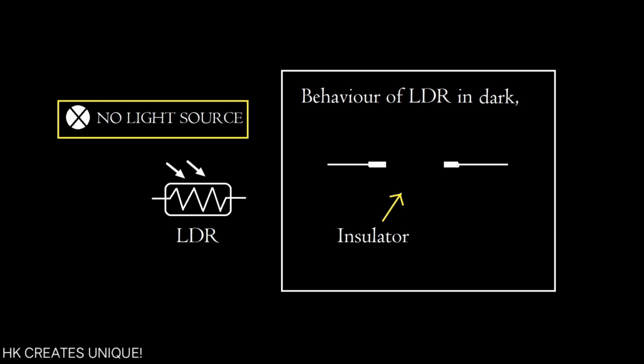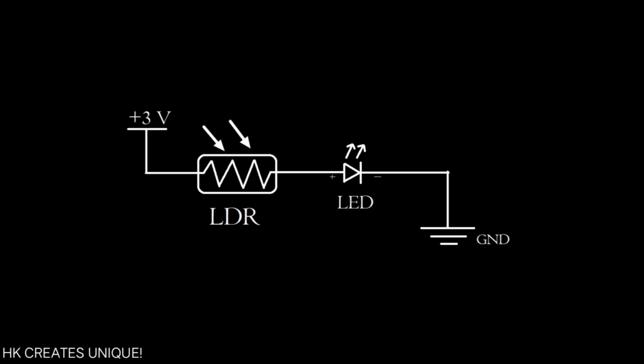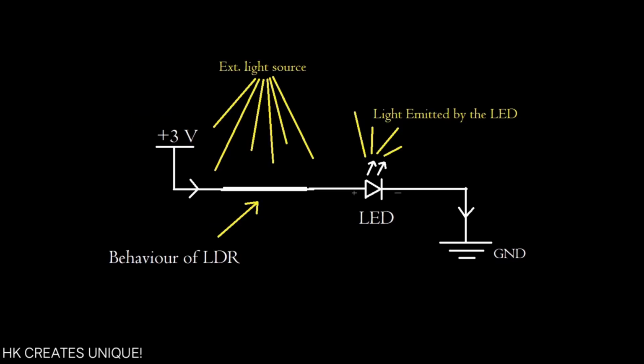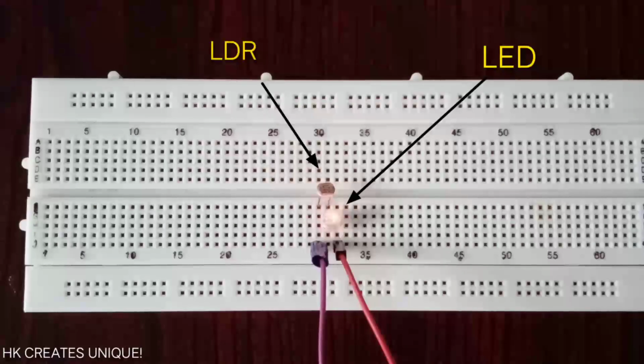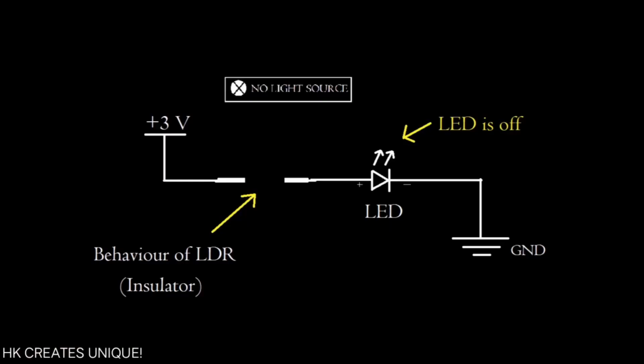To observe this, let's connect an LDR and an LED in series and connect it to a suitable power supply. When light falls on the LDR, the LED turns on. And when there is no light, the LED turns off.